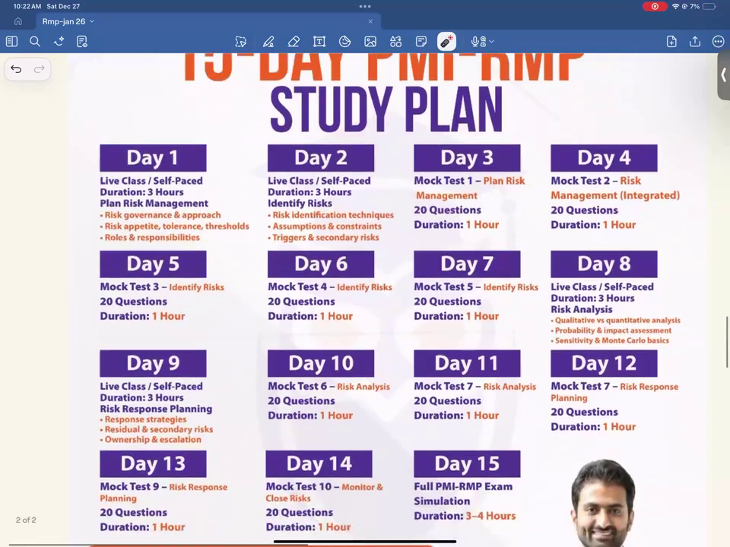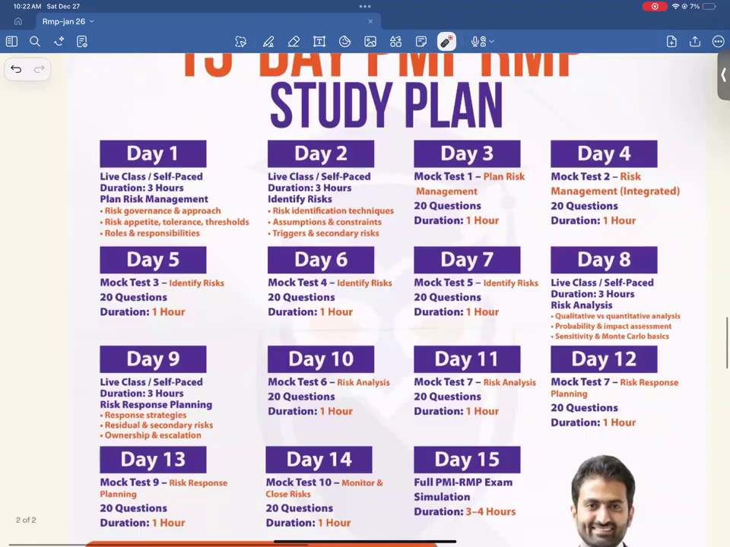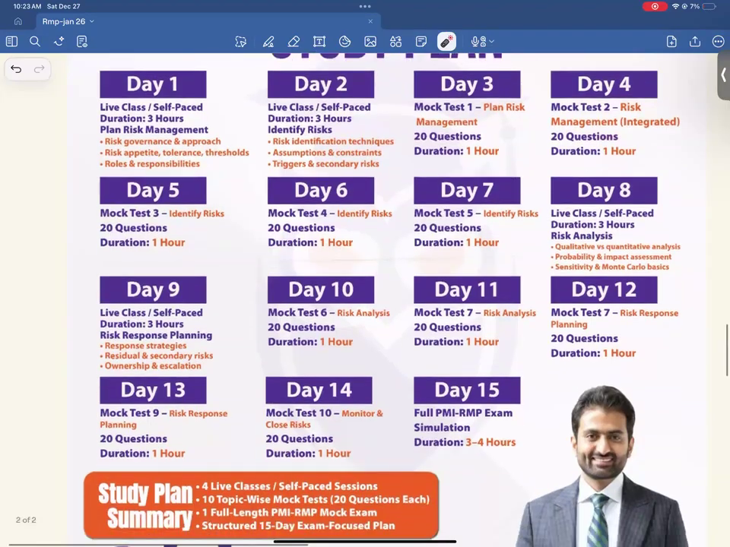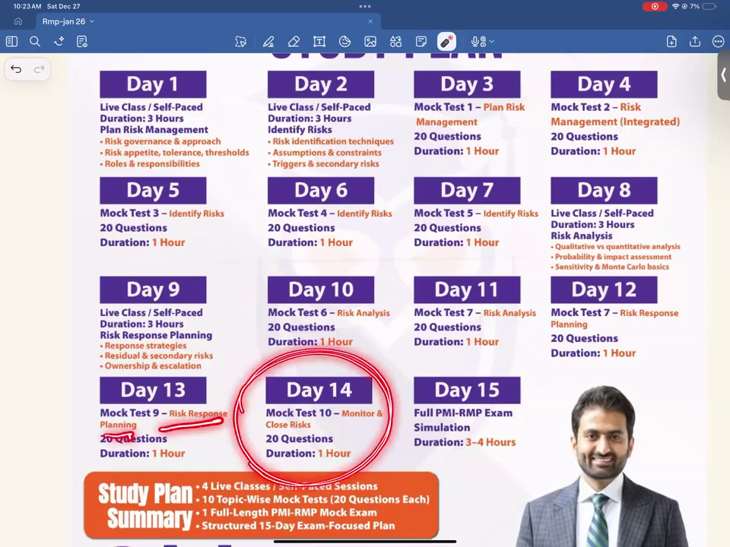Once it is done, we move to the next weekend classes, next Saturday, which is again a live class on risk analysis. We will be talking about qualitative and quantitative analysis. And then in the last class, we will be talking about risk response planning and monitor risk, and we will be completing our course here. Then again, 5 more mock tests. Day 10, mock test on risk analysis. Day 11, mock test on risk analysis again. Day 12, mock test on risk response planning. Day 13, another mock test on risk response planning. Day 14, a mock test on monitor and close risk.